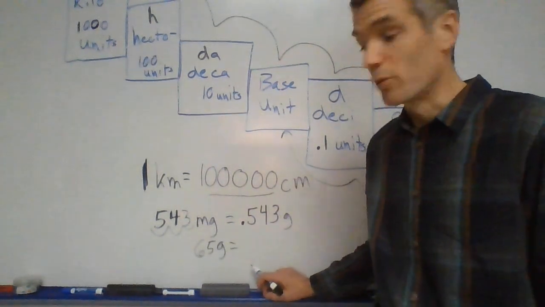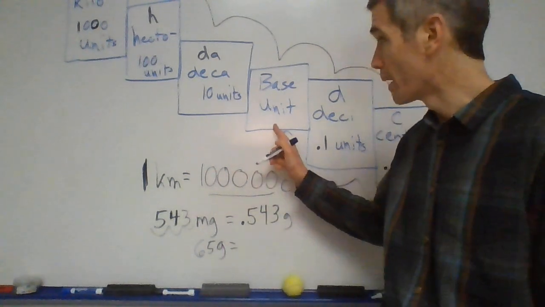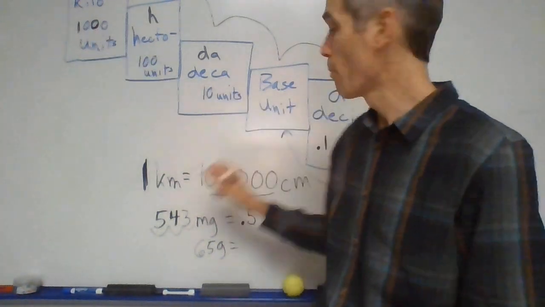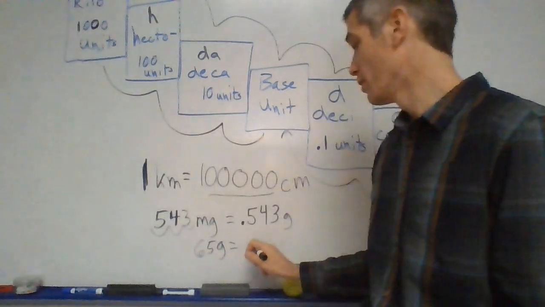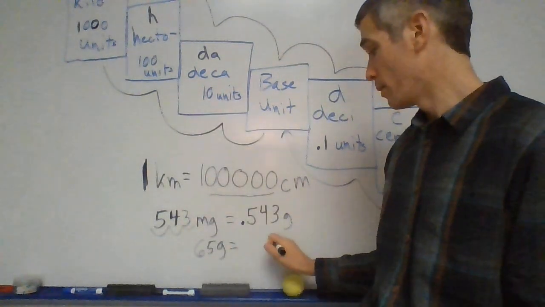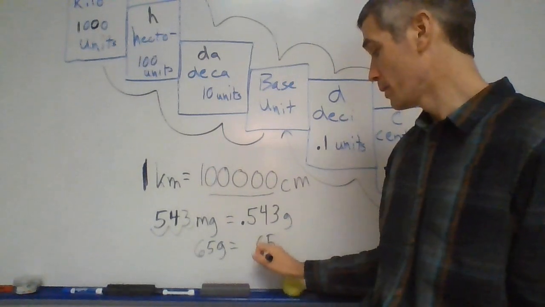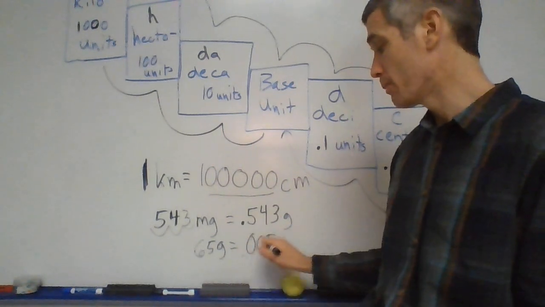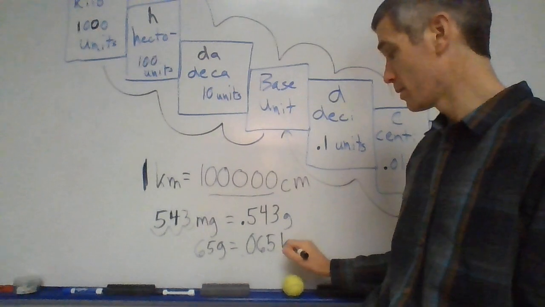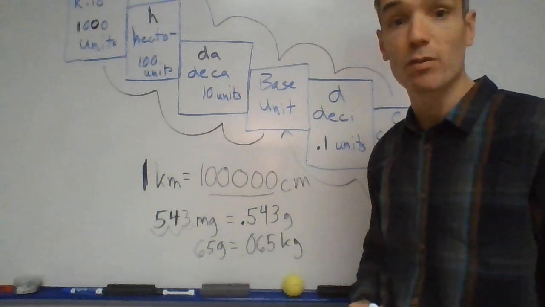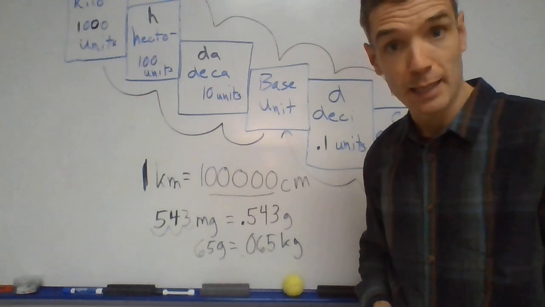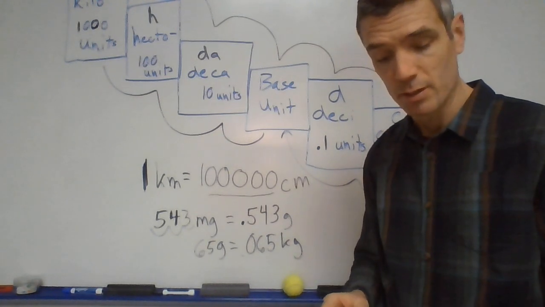Now, if I wanted to convert grams into kilograms, that's 1, 2, 3 jumps. So that's 1, 2, 3 moves to the left. And that's how you use the metric conversion ladder to perform metric conversions.